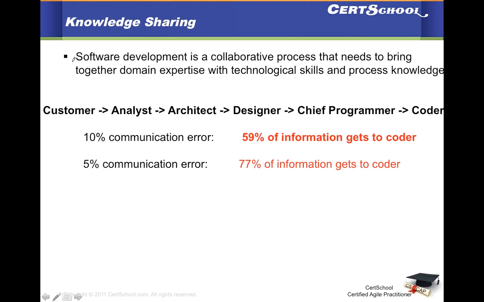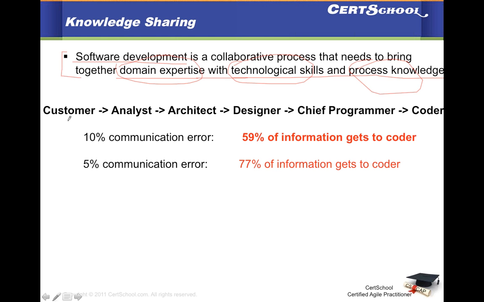When we talk about software development, by definition it is a collaborative process that needs to bring together domain expertise, technological skills, and process knowledge. So you bring three things: domain expertise, which is functional; technological skills, which is technical skills; and then the process, all those checks and balances that bring order to the whole exercise. So this is software development.